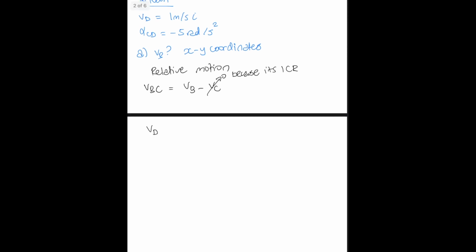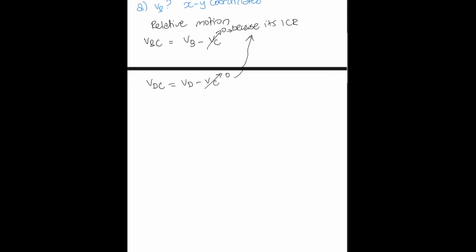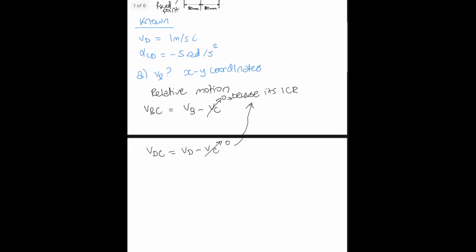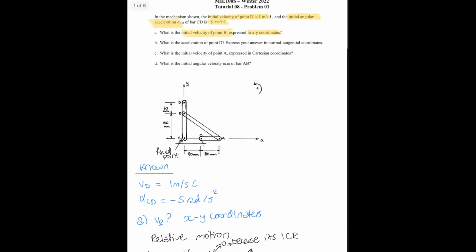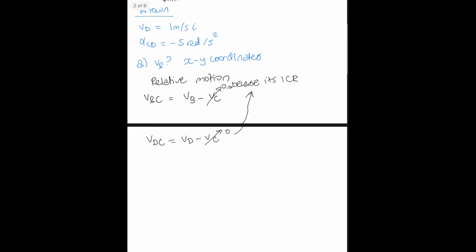And VDC is going to be equal to VD minus VC, which is also equal to 0 for the same reason. So VDC is just equal to VD, which is equal to 1 meter per second in the I direction.